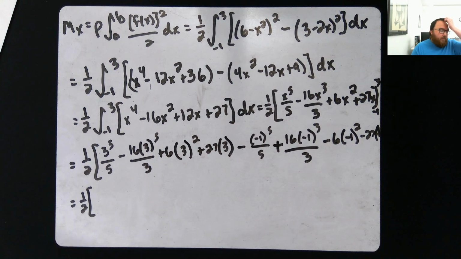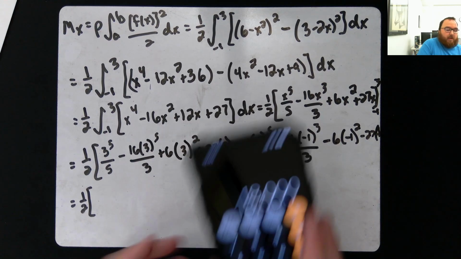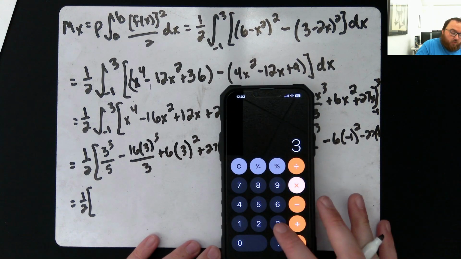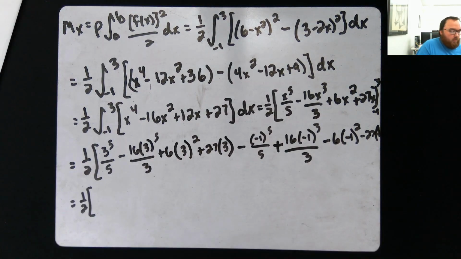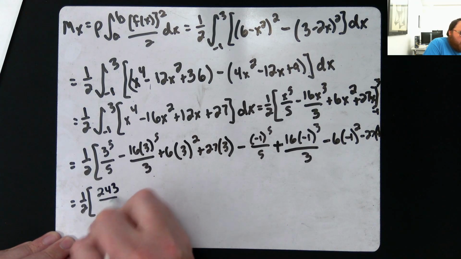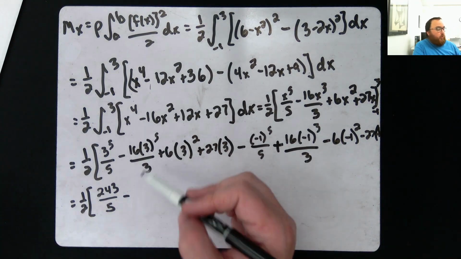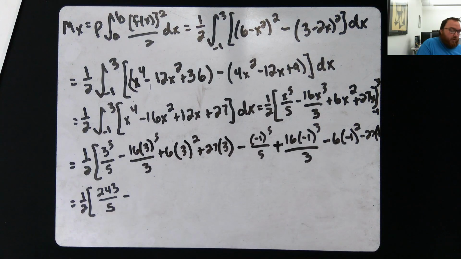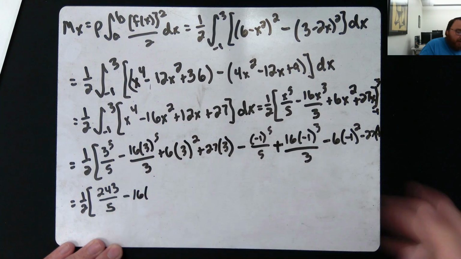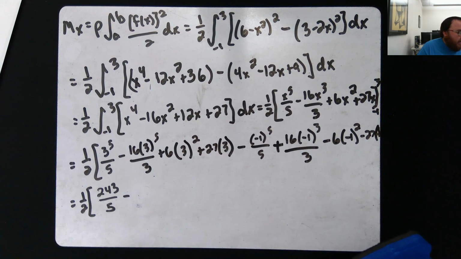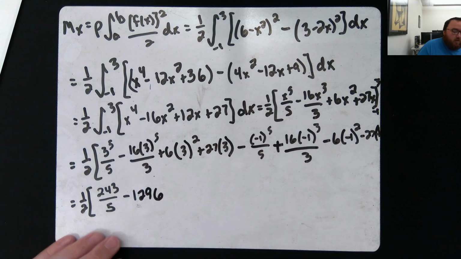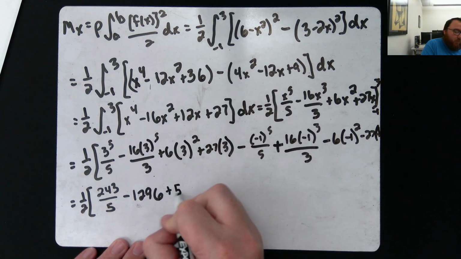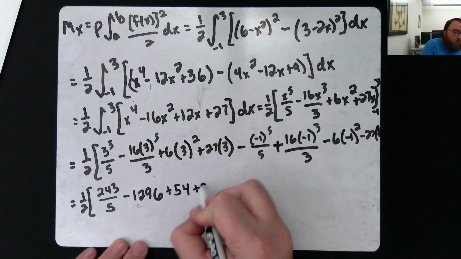3 to the 5th over 5. 3 to the 5th is not something I know off the top of my head. 1, 2, 3, 4, 5: 243. So 243 over 5 minus 16 times, 243 divided by 3 is 81. 16 times 81 is 1,296. 3 squared is 9. 9 times 6 is 54. 27 times 3 is 81.